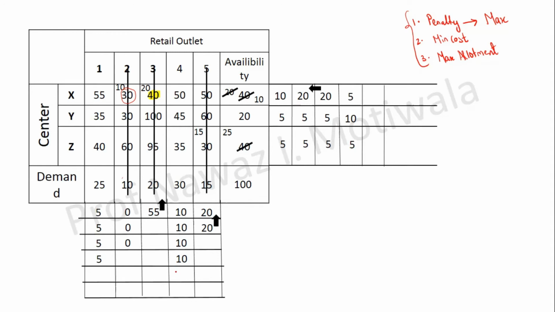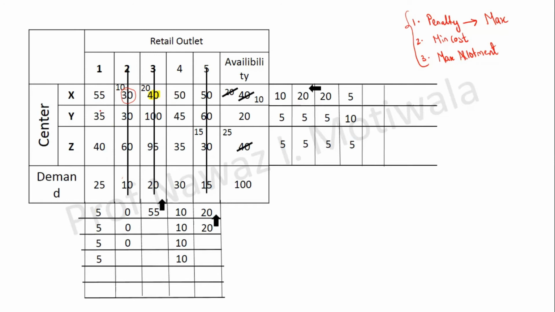Again you observe that there is a tie here. The tie is between this second row 10 and the fourth column 10. So what we need to do? We need to check in which particular row or column the cost is minimum. So let us go and analyze. In this particular row, second row, the minimum number is 35.